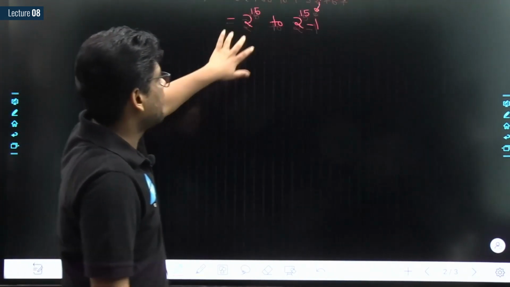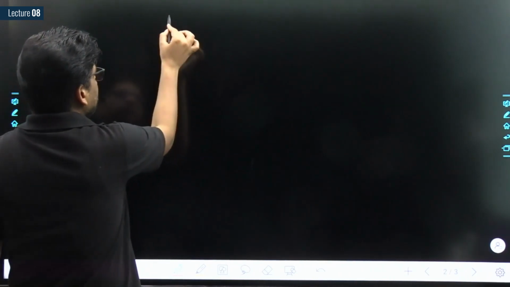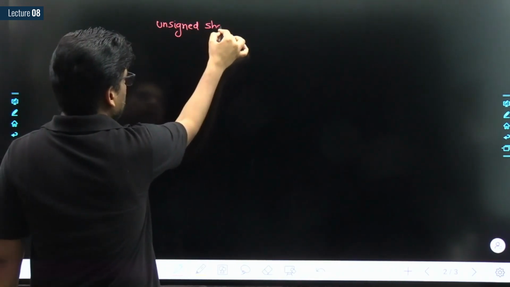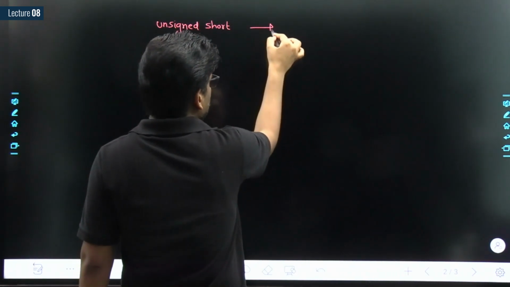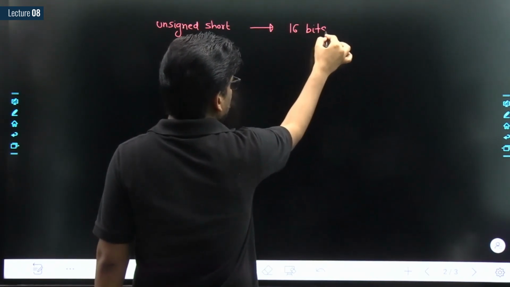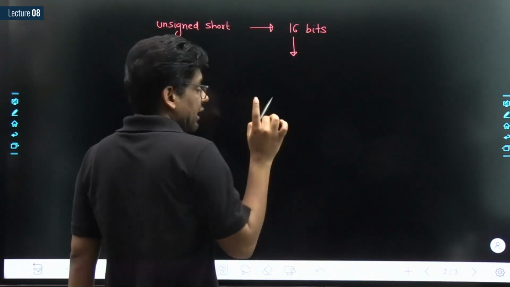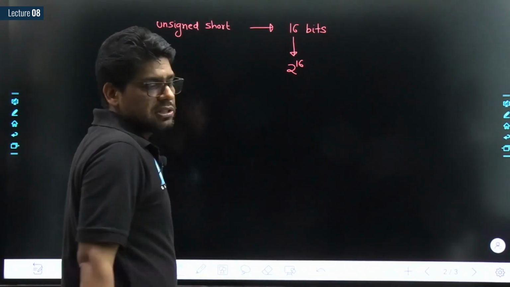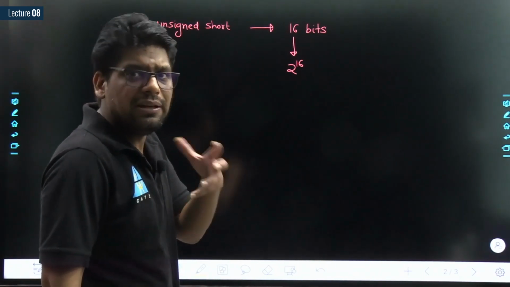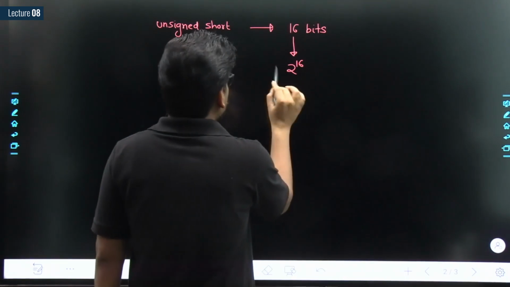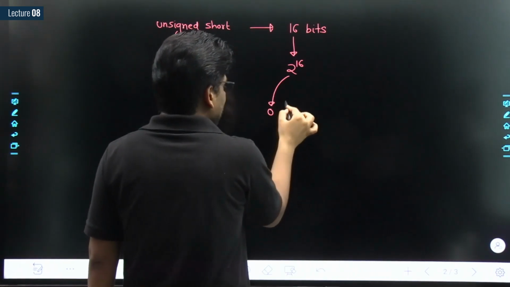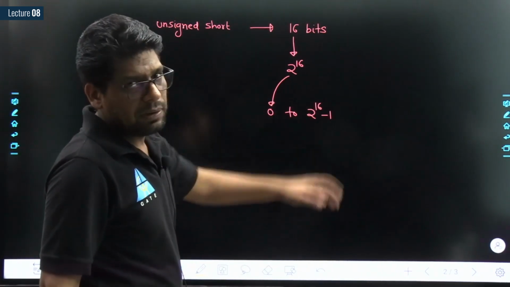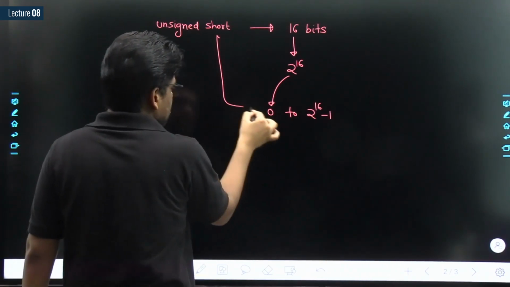Okay. Again, for unsigned short int, how many values are there? We have 16 bits. With 16 bits, for every bit I have two possibilities. For 16 bits, we have a total of 2 to the power 16 possible numbers. And we are starting the counting from 0. That is why it goes till 2 to the power 16 - 1. So this is the range of unsigned short int.